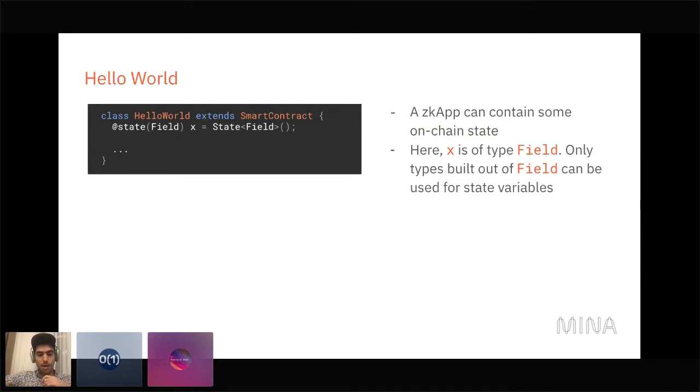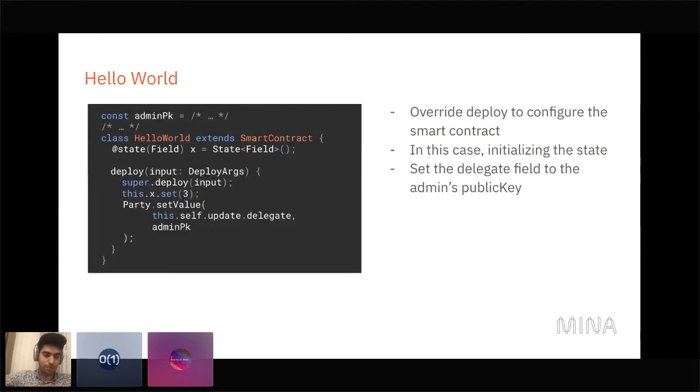Okay, then we're going to say what we want to do when the contract is deployed. So I'll explain all the lines here. Bear with me. So you override deploy, and the first line there is just something that you have to do in object-oriented programming. So you call super. Then we're going to set X to 3. That's this.x.set(3). And then finally, we're going to store the public key of the admin account on chain.